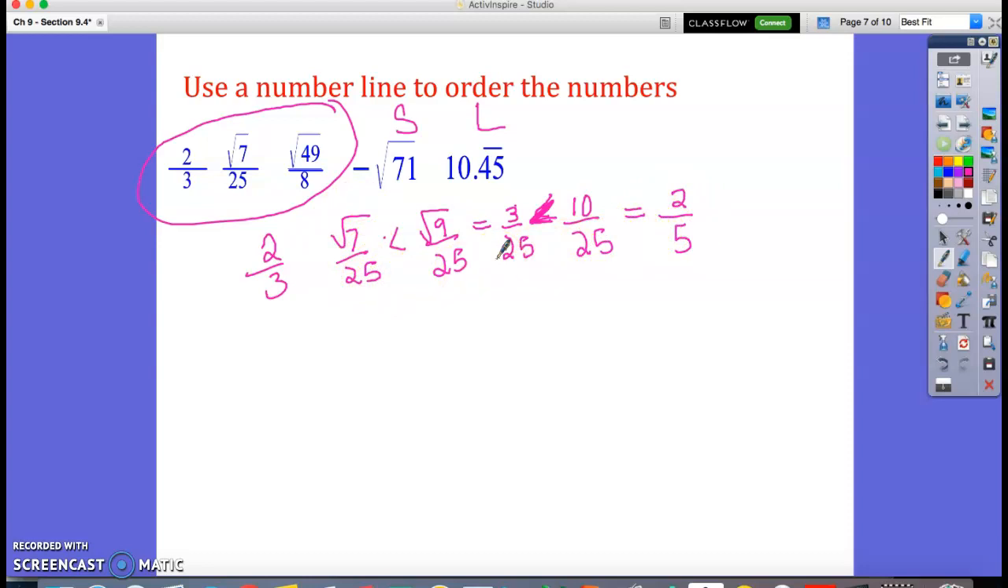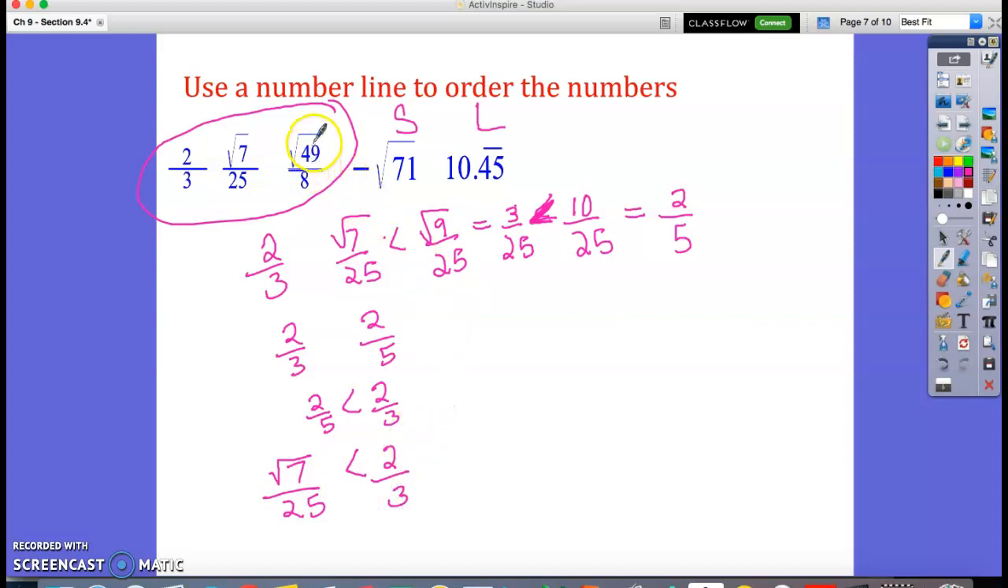So you know that between 2/3 and 2/5, 2/5 is less than 2/3, right? So you know that 7/25. So 2/5 is less than 2/3, right? So then you know that the square root of 7/25 is less than 2/3, right?